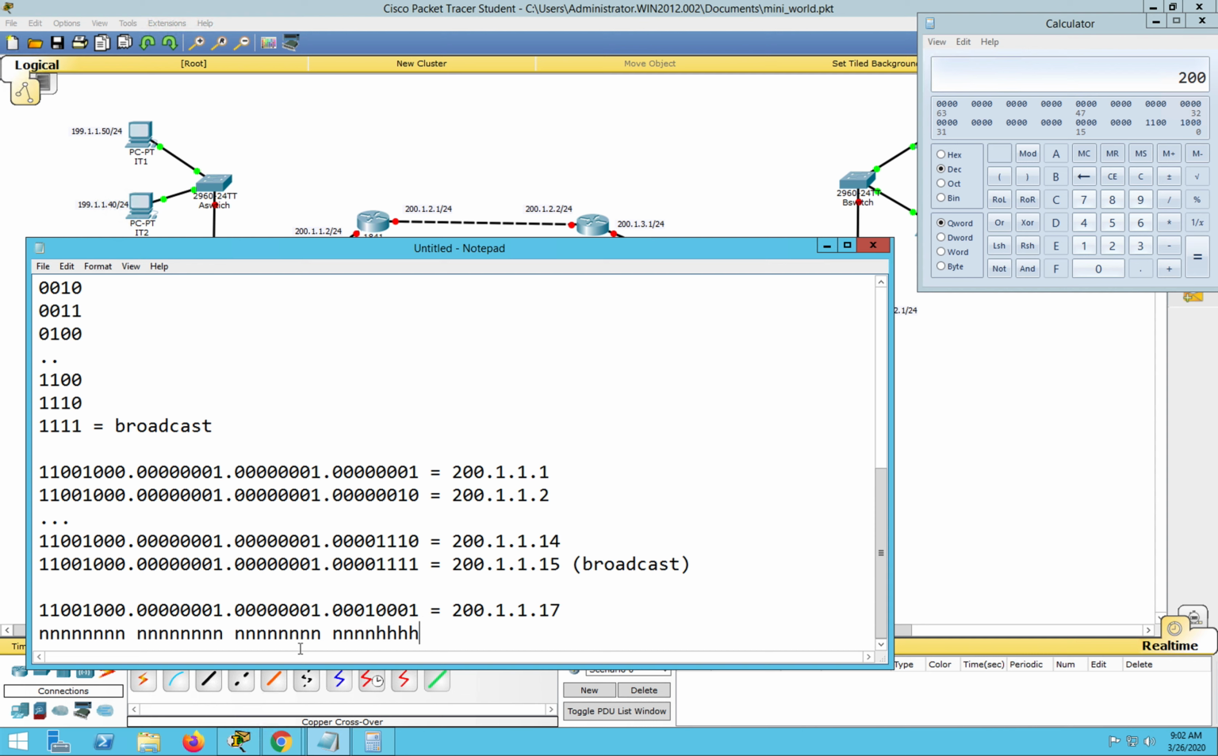In other words, it looks like this particular IP address, 200.1.1.17/28, is actually on a different network than 1.14 or 1.15 or 1.2. Okay, and you can see that this happens to be host number 1 on a very different network. So it's on a completely different network.